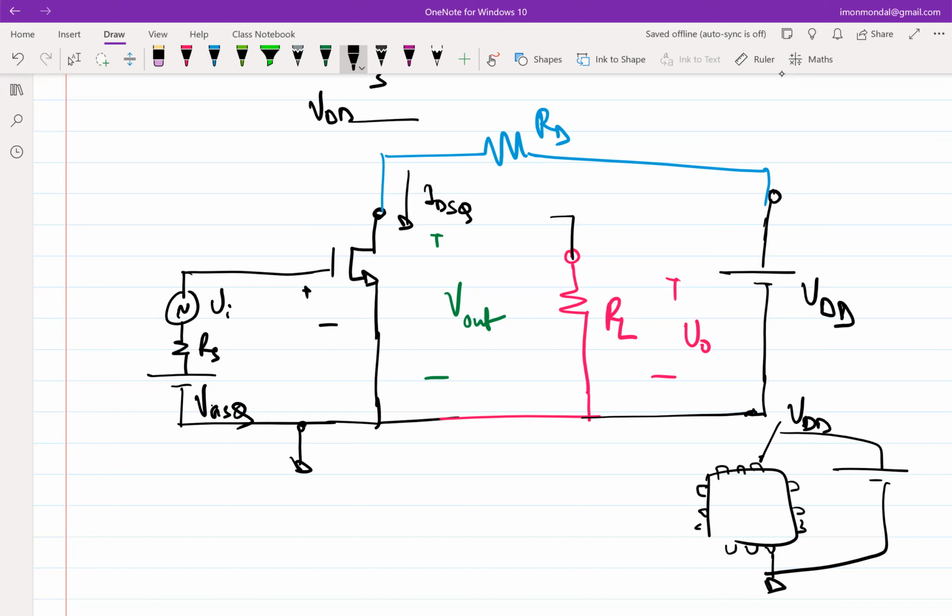amplification across RL, and one terminal of the RL is still floating. We haven't done anything. So how do I get the amplification across RL? Okay, capacitor between drain and the floating terminal. Okay, that's definitely one solution. But what if I just say that, what if I simply connect?